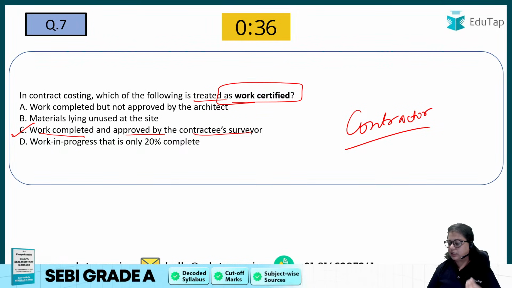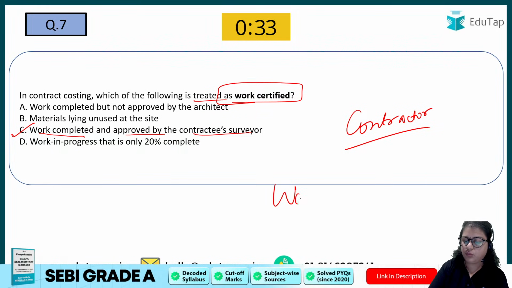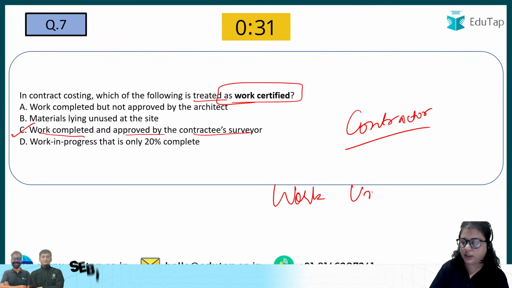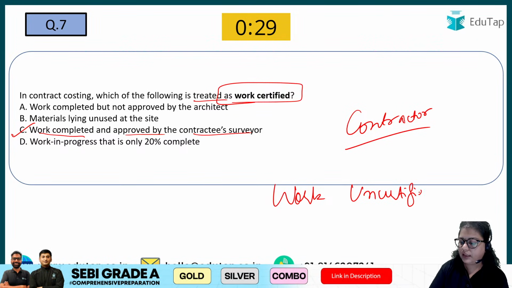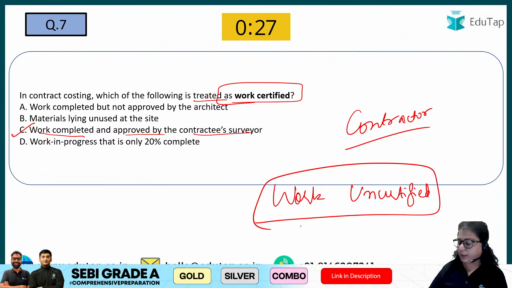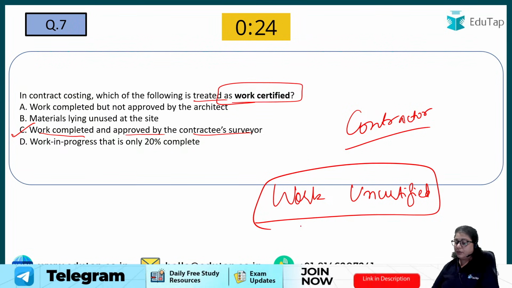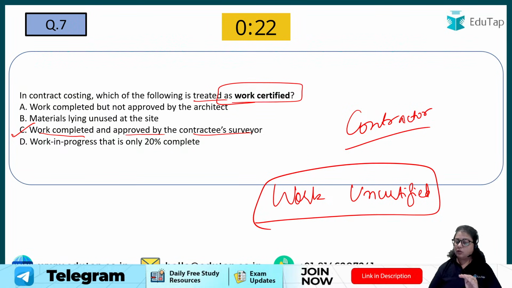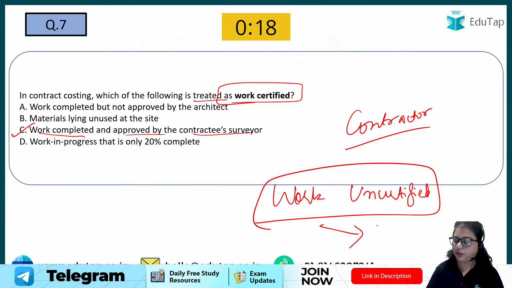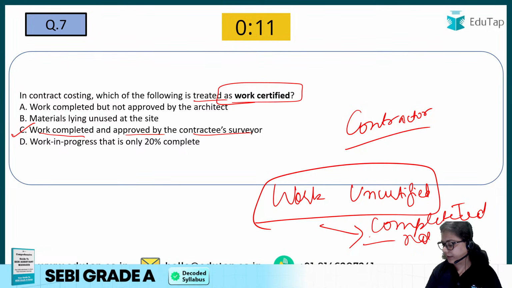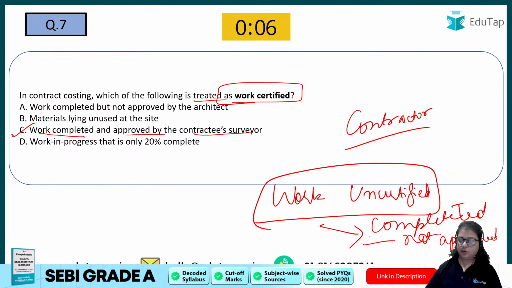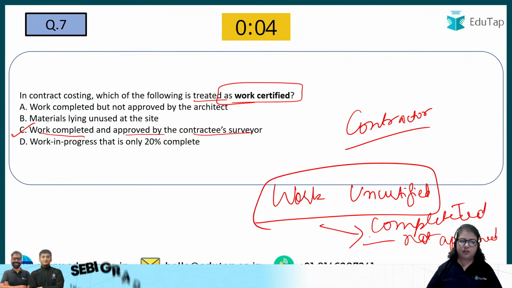What is work uncertified? Let us discuss one more concept through this. Is the work complete or not? Give me the answer. Yes, the work is completed in work uncertified also, but not approved. Completed but not approved, right? Very good. So let us move ahead. You have understood the 2 basic concepts in contract costing.